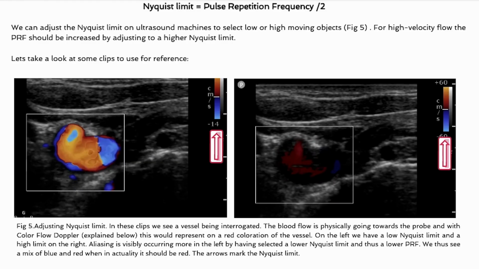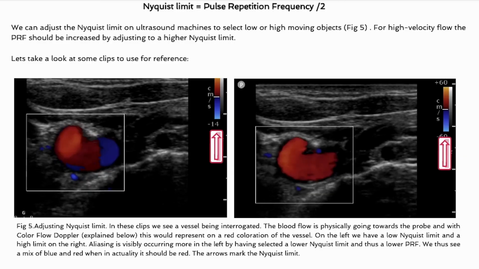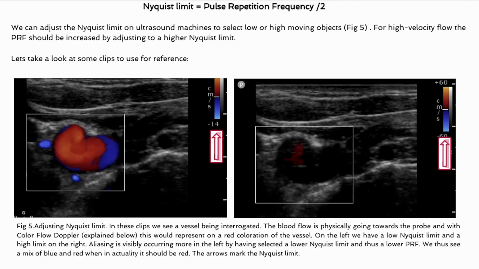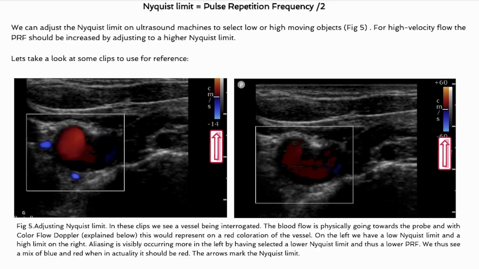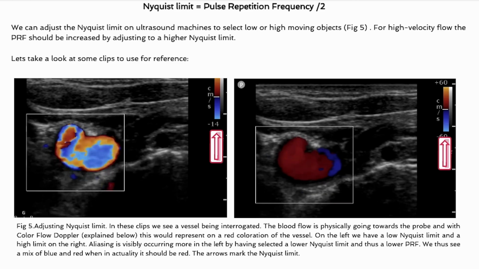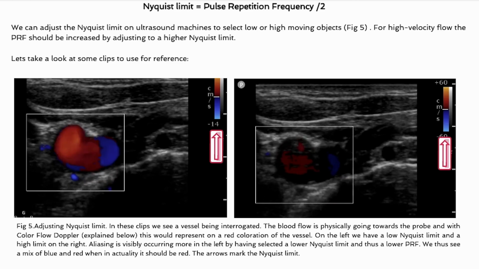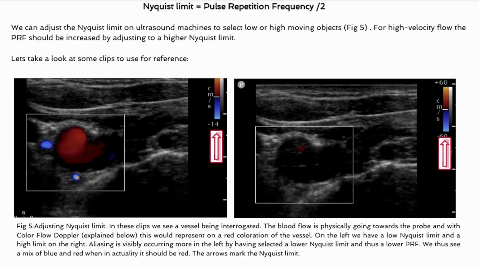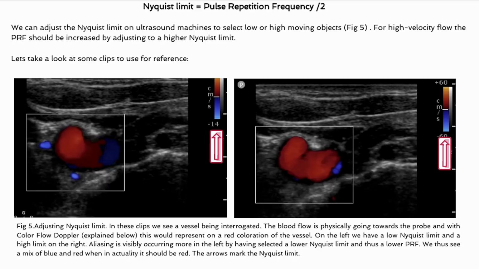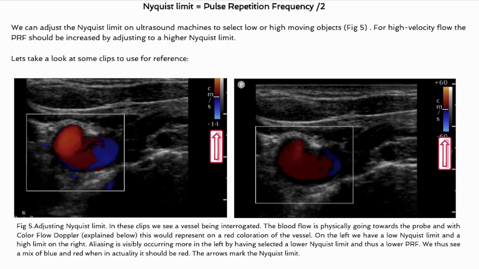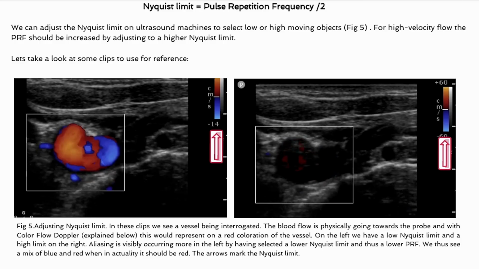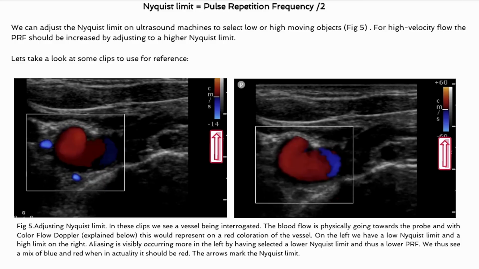In these clips, we see a vessel being interrogated. The blood flow is physically going towards the probe and should be nearly all red on this color map. On the left, we see a low Nyquist limit and a high limit on the right. Aliasing is visibly occurring more on the left by having selected a lower Nyquist limit and thus a lower pulse repetition frequency. We thus see a mix of blue and red when actually it should be all red, just like we see on the right clip. If there was a flow reversal, we would be seeing a transition of colors, with red, then black, and blue, which is not the case. The arrow marks the Nyquist limit.